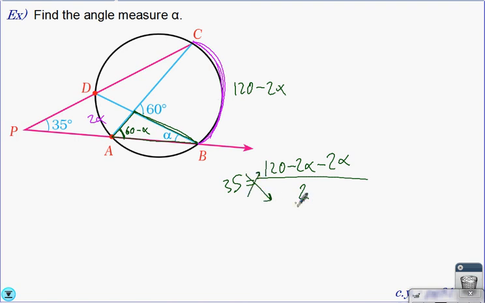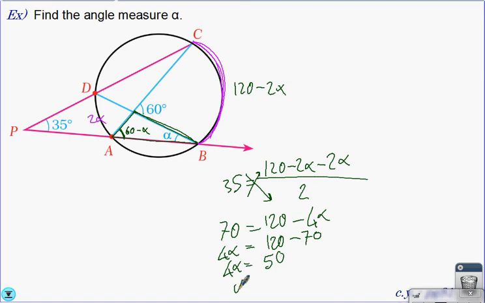Then if you do the cross product, 2 times 35, 120 minus 4 alpha will be there. I don't like minus before unknown. I want to make it positive: 4 alpha equals 120, and 70 will be moved in here as minus 70. So then it's going to be 50. Then alpha equals 50 over 4, which is 25 over 2. It can also be written as 12.5 degrees.